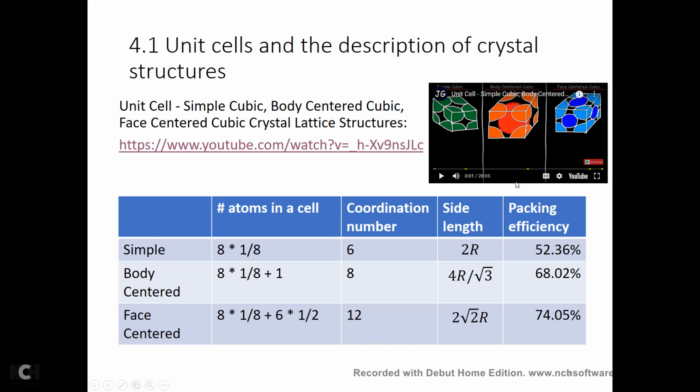This 28-minute video introduces the 3 cubic cells and also tells you how we come up with these numbers for the 3 structures: the number of atoms, the coordination numbers, the side lengths of the cube, and the packing efficiency. So in the end, the face-centered cubic structure has the highest packing efficiency. Be sure to watch this video.